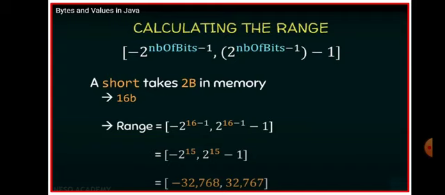A short data type takes 2 bytes. 2 bytes is nothing but 2 multiplied by 8 bits, which is equal to 16 bits. Now we will see the starting range and ending range for this short data type. That is, the range is given. You apply this formula over here, that is -2^(16-1) comma 2^(16-1) - 1, which is equal to -2^15 comma 2^15 - 1.